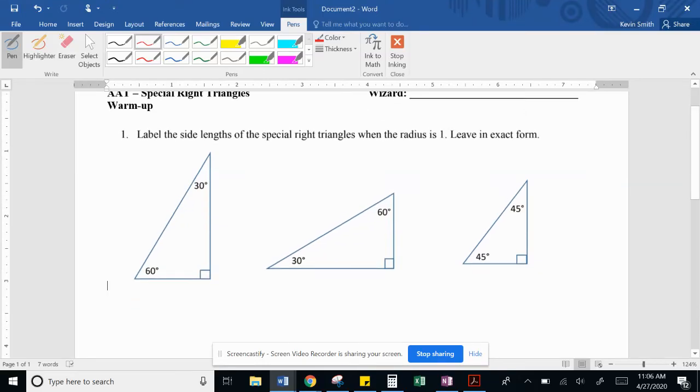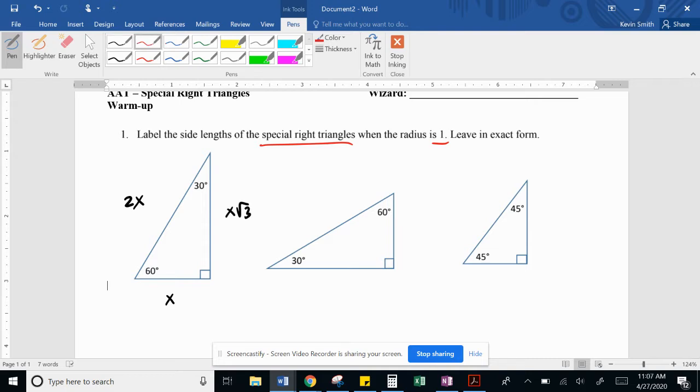So we're going to start off with labeling the sides of these special right triangles when the radius is 1. All of this comes from the fact of our special right triangles where across from the 30 is the x, across from the hypotenuse is going to be twice as big as the side across from the 30, and across from the 60 will be x root 3.